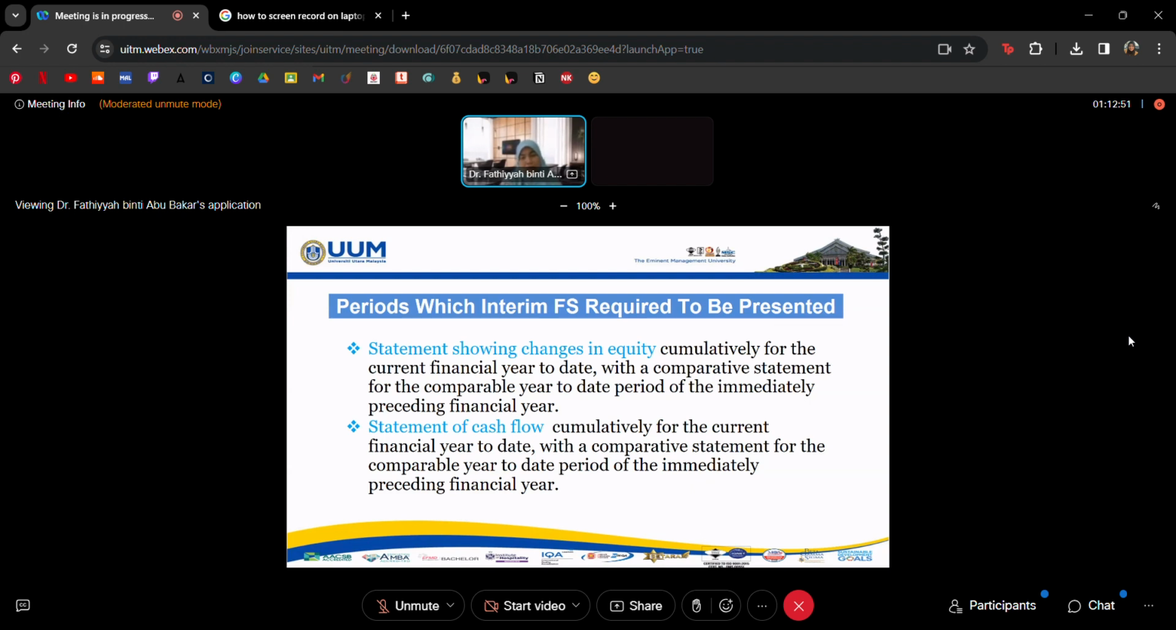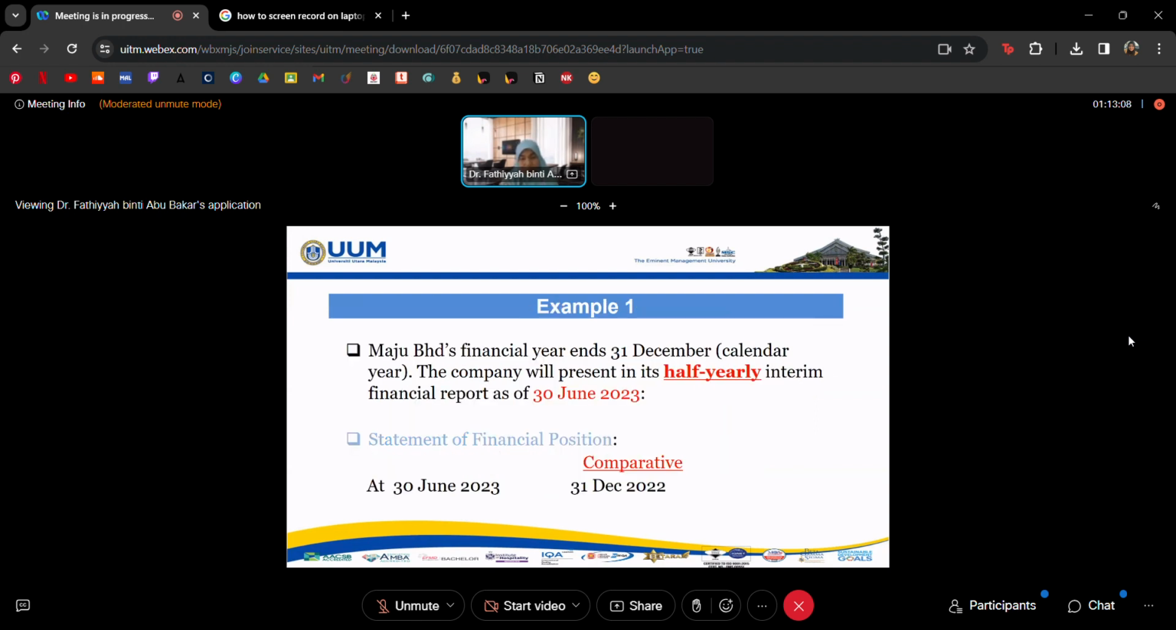And for the statement of changes in equity also, we compare with the year to date of the immediately preceding financial year. This one also 30th June. Okay. Also same with the statement of cash flow. So we compare with the 30th June. Okay. So it is more clearer.